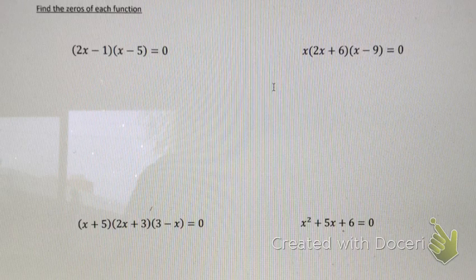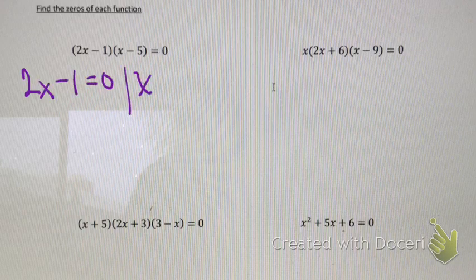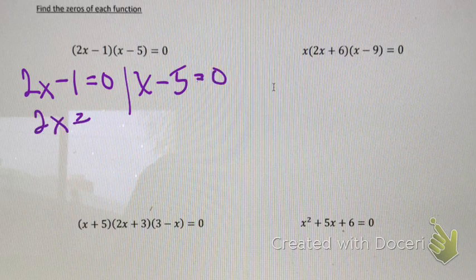Well, here it is. There's multiple methods involved here, but generally the theory for the zeros is: you've got a function equal to 0, you set each factor equal to 0, and you solve. Now how much work you show is really up to you. Some people can do this in their head, and they can just say 2x equals 1, therefore x equals 1/2.